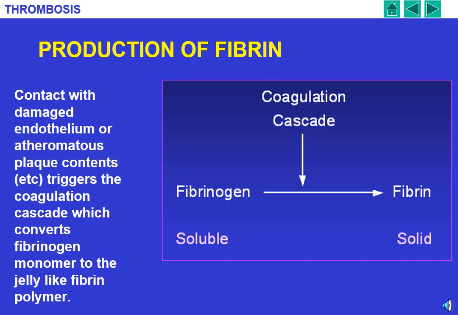First of all, fibrin. Fibrin is produced as a result of conversion of fibrinogen to the polymer fibrin by activation of the coagulation cascade. This might result from contact with damaged endothelium or perhaps atheromatous plaque contents. The coagulation cascade is therefore triggered, and fibrinogen is converted from the soluble molecule into polymerized jelly-like fibrin.